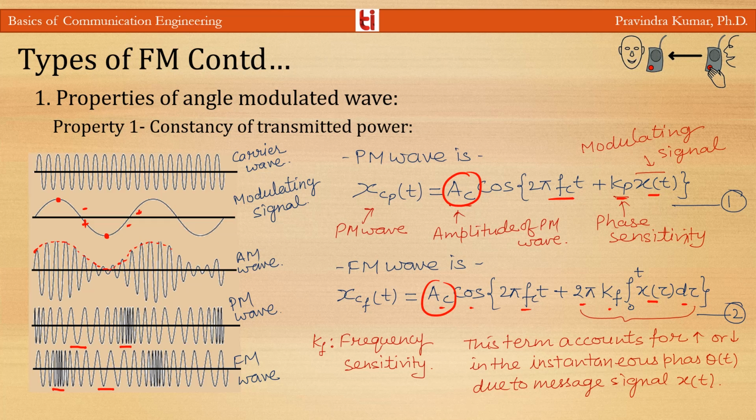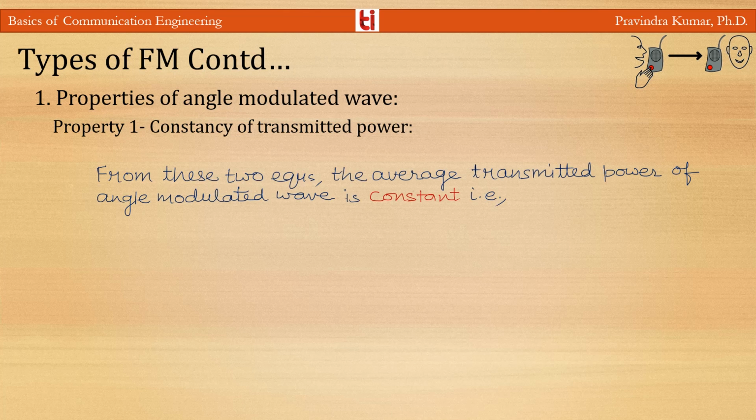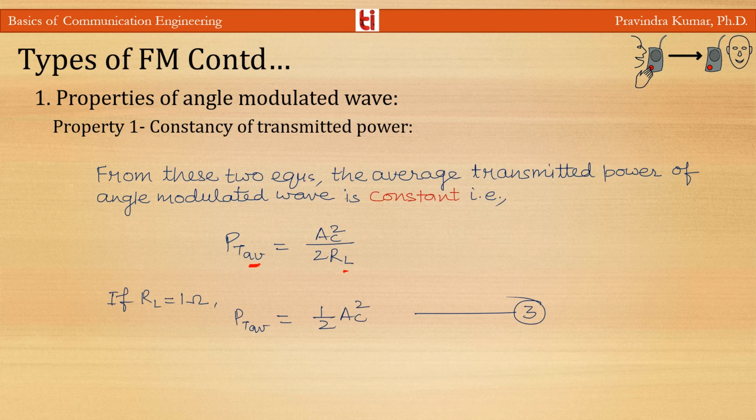So the average transmitted power of an angle modulated wave will be constant. The average transmitted power P_T,av is Ac squared by 2RL. And if I consider the load resistance RL equal to 1 ohm, then the average transmitted power will be 1/2 Ac squared. So you can see it will always be consistent with the amplitude of the carrier wave Ac.